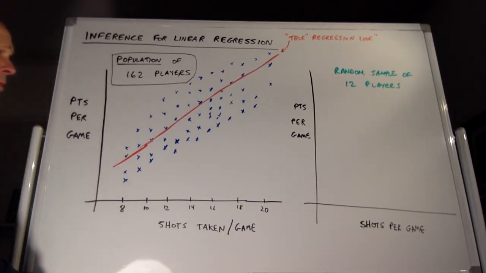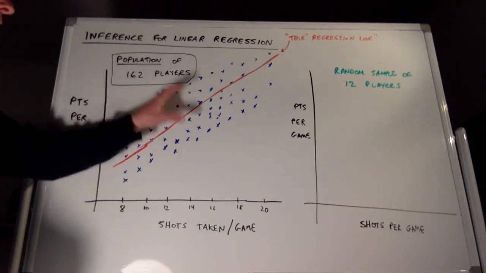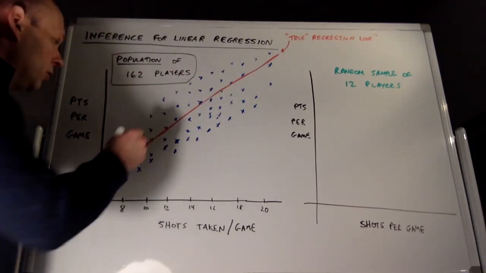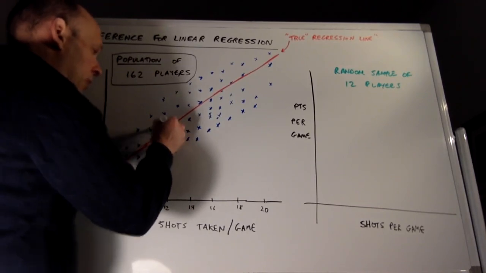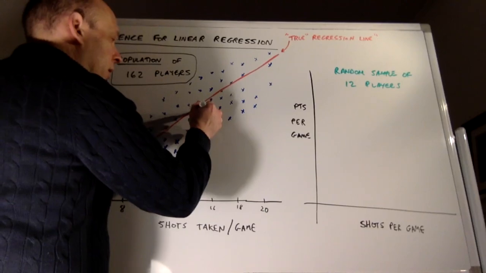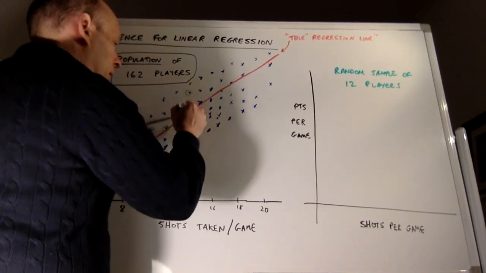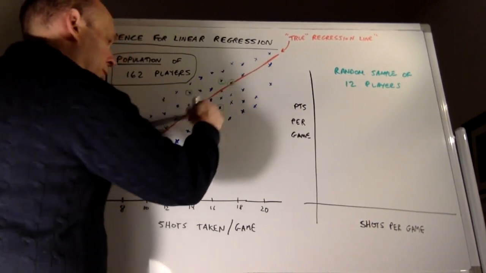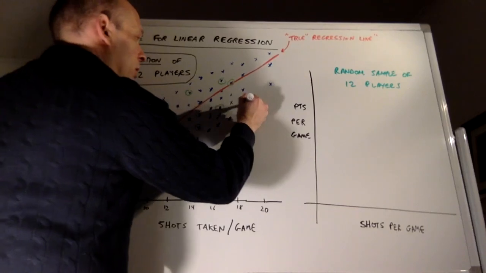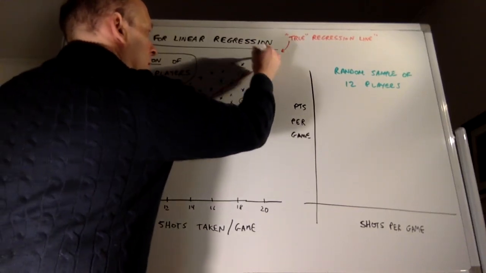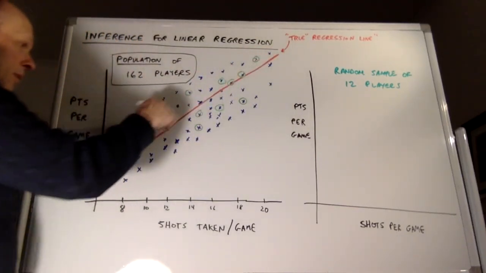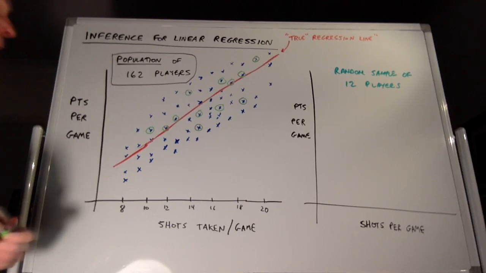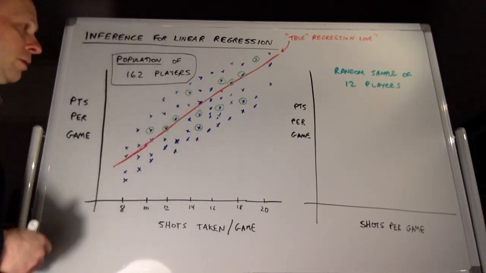When you sample from the population, you're basically choosing 12 of these 162 points randomly, right? So maybe you chose this one randomly, and this one, and then this one, and so on, maybe 3 more, this one, this one, this one. All right, so maybe those are your 12 points, right? So your sample would consist of those 12 points.